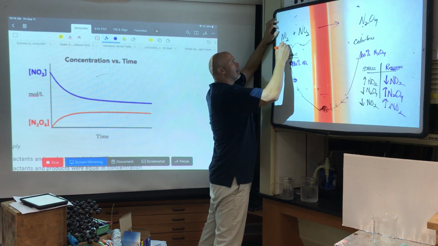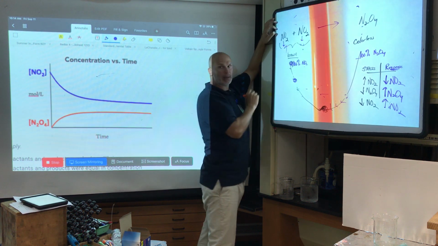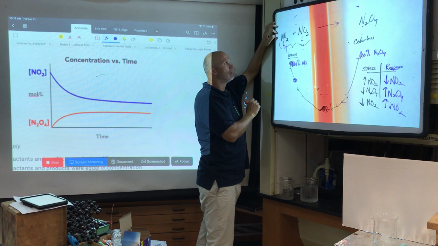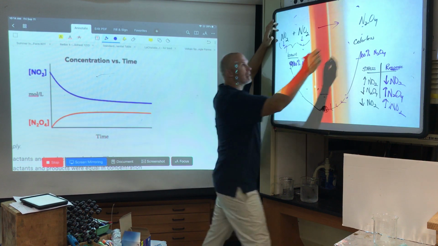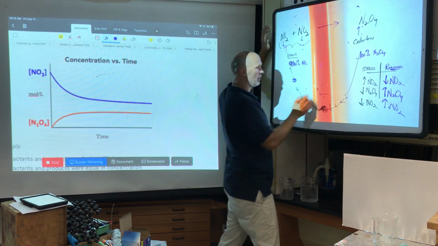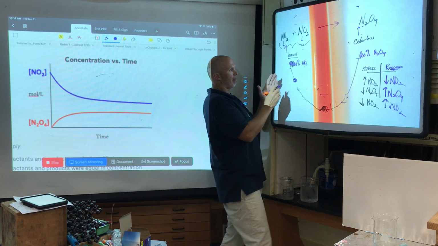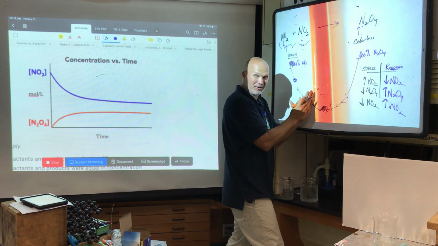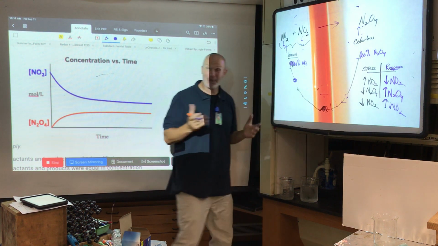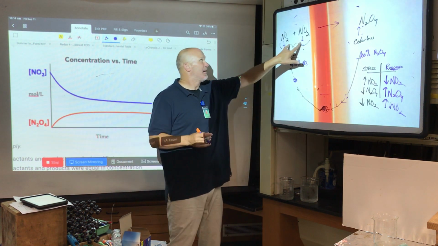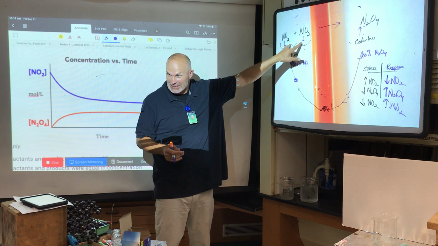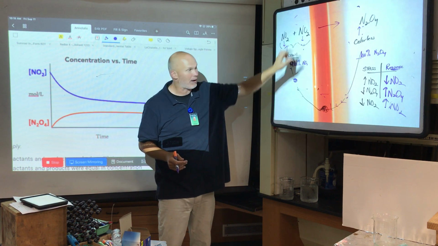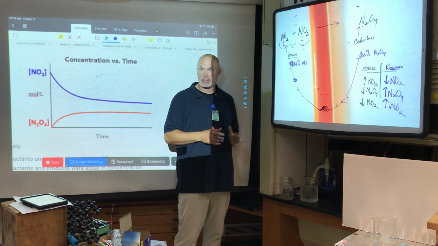That means what? I'm using up NO2, correct? If I'm using up NO2, all right, that means that this is building up. Okay, well, if I'm building up NO2, it's moving downward. Or think of it logically. If I've got less reactants, there's less of them that can react, correct? It makes sense, yes? All right, so that's Le Chatelier's principle.